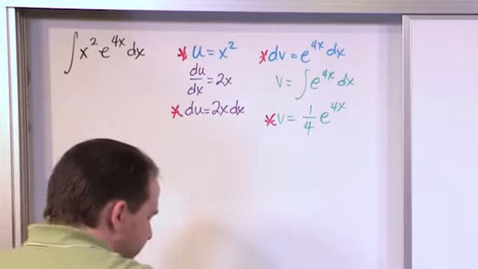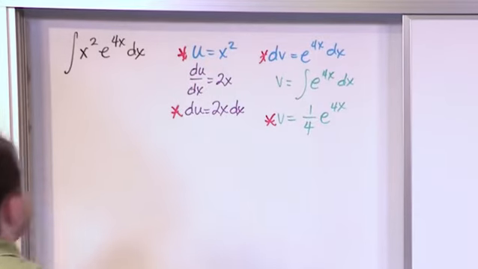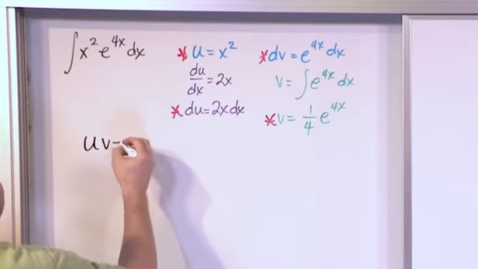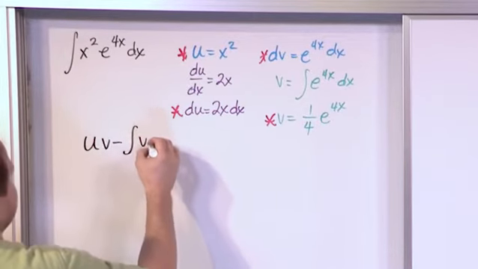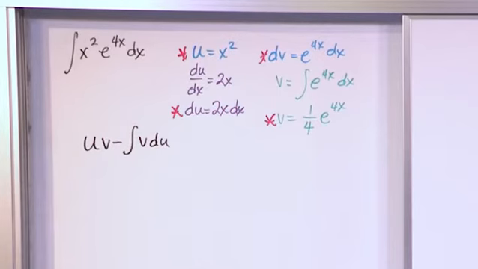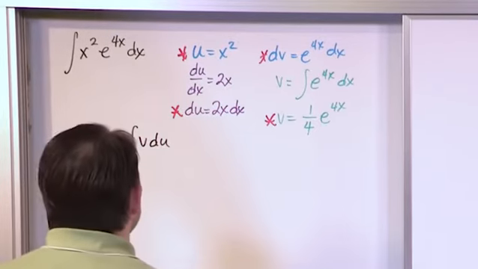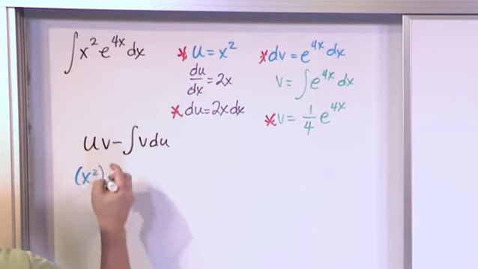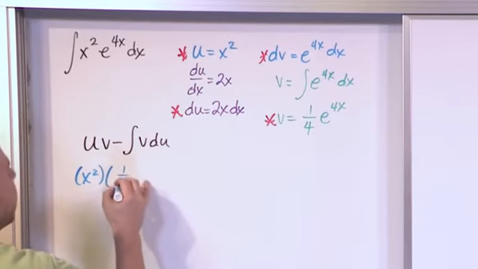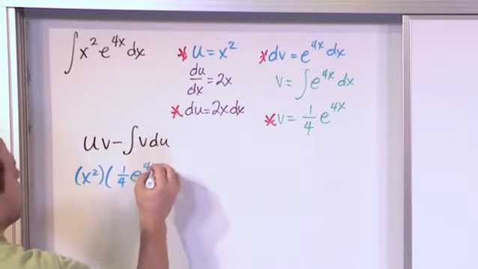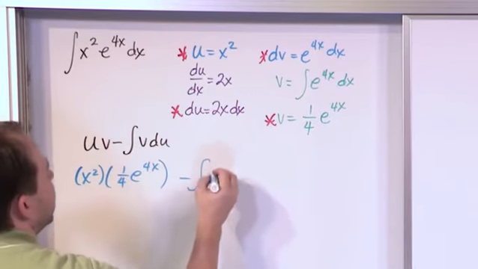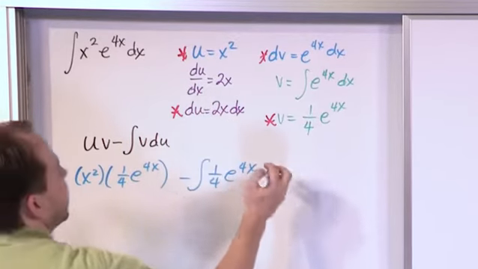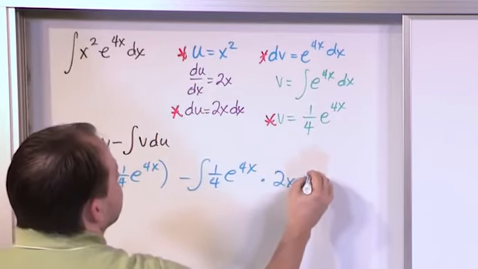So far we're on the right track, and we're very happy that we're almost done with this problem, or at least we think we are. The integral of u dv equals uv minus the integral of v du. So let's go ahead and plug everything in exactly as it stands. u is going to be x squared, v is going to be 1/4 e to the 4x, minus the integral of v, which is 1/4 e to the 4x, times du, which is 2x dx.